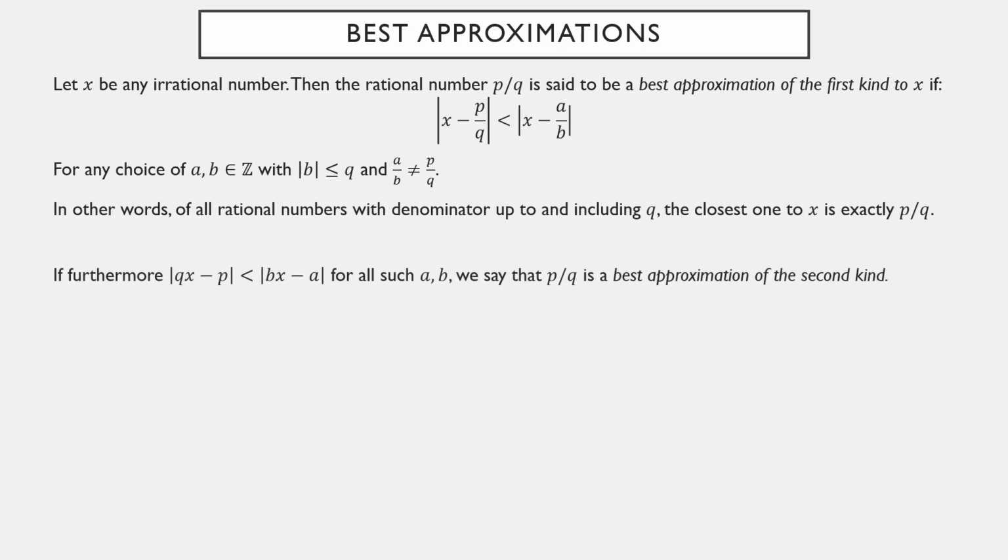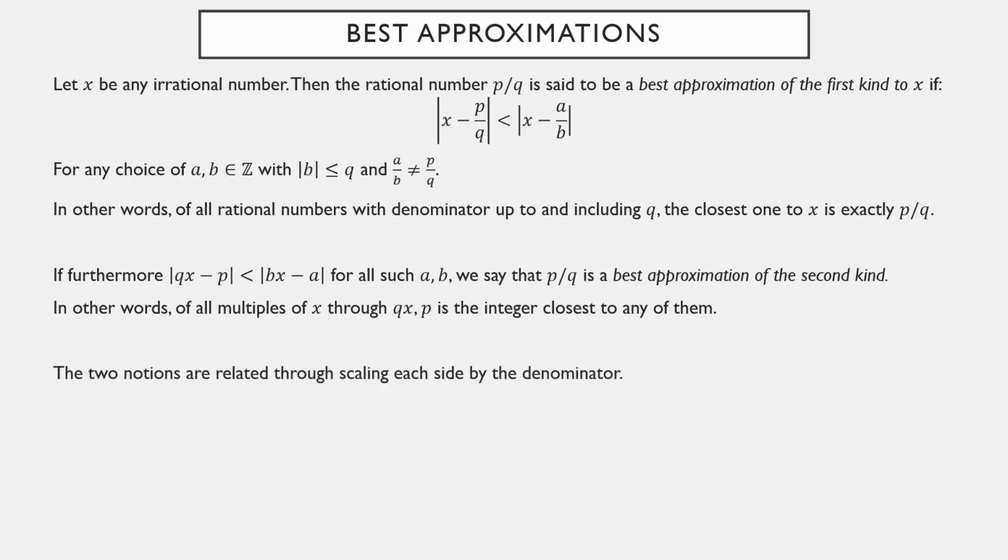If you strengthen this a little bit by multiplying both sides by their respective denominators, if |qx - p| is strictly smaller than |bx - a| for the same choice, you call it a best approximation of the second kind. This is not quite measuring rational numbers being close to x, but measuring multiples of x being close to integers. So on the left here, we have this multiple of x is closer to the integer p than this multiple of x is to the integer a. It's a subtle difference, but they are different things.